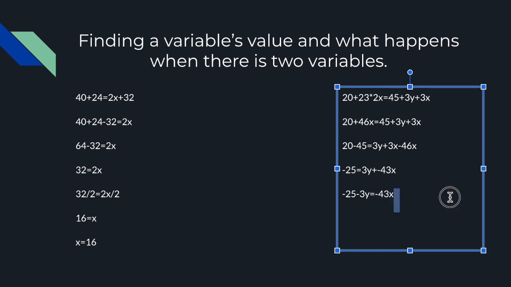So now we have negative 25. We could put the 3y here now. Negative 25 minus 3y equals negative 43x. So now if we want, we could just change everything. Like here, if we multiply the entire thing by negative 1, we can do that, that's fine.